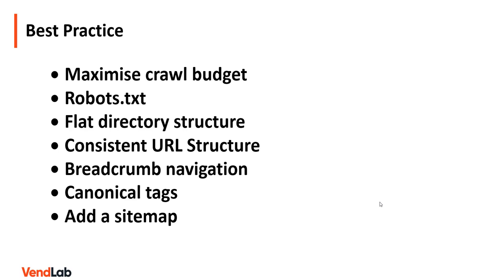Now, all of these factors, like the canonical tags, the robots.txt, and the sitemap, will probably be created by your CMS automatically, but you should check that they are being created. You should make sure they're set up properly, and you should submit them to Google.